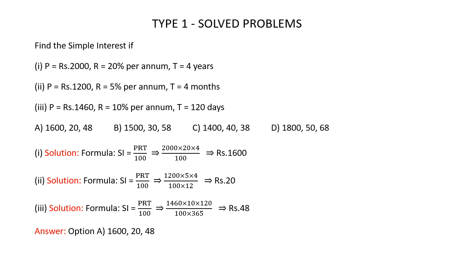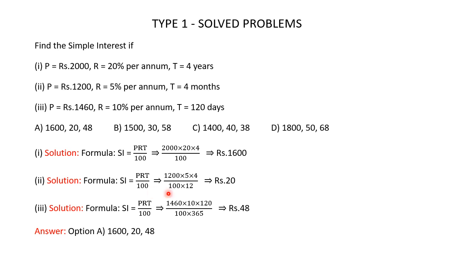Now to find simple interest, use the formula simple interest is equal to PRT divided by 100. Substituting all the given values in the formula here, we have 1460 multiplied by 10 multiplied by 120 by 365 divided by 100. On solving this, we get the simple interest as rupees 48.